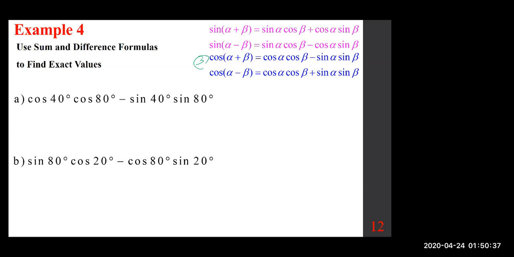Cosine of what? Of 40 degrees plus 80 degrees. Sounds good, which is 120 degrees. Very good. What is cosine of 120, everybody? It's the same as cosine of pi over 3 or 60 degrees. In the second quadrant, cosine, positive or negative? Negative. So negative 1/2.